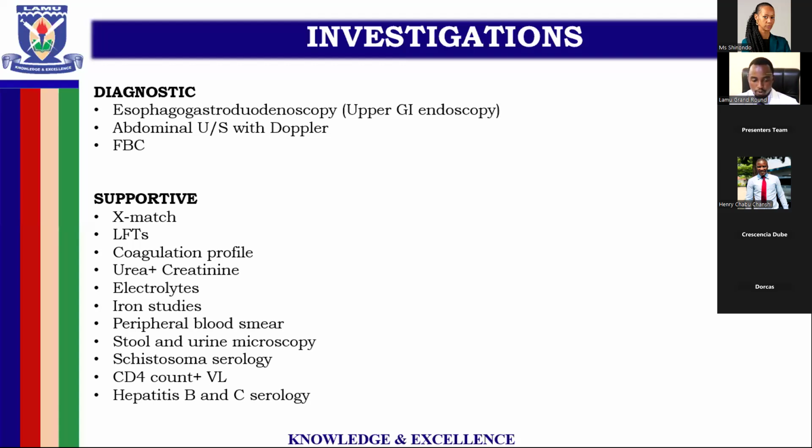Then we'd want also to do the CD4 count and viral load. This is a retroviral disease patient, so we want to assess the state of the immunity, appropriately manage the patient and prevent other possible complications. We also want to do the hepatitis B and C serology or profile, where we want to rule out other possible co-infections in this HIV positive patient that could affect the liver and bring other GI complications. I think for now, I'll hand over to my colleague who will take you through management.